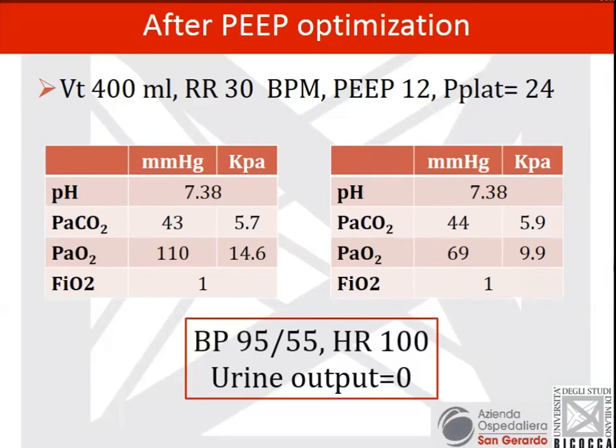Sure. No, sorry, this is something I also wanted to skip. This is how she's doing: 95 over 55, heart rate 100. She's not passing urine, and CVP is 10. Did she change from before? Well, the pressure before was 115 systolic, and now it's 95. CVP has increased. We increased PEEP, so CVP went up.